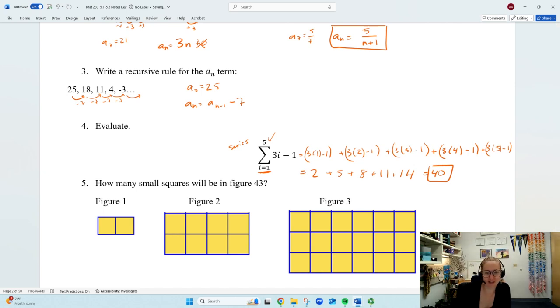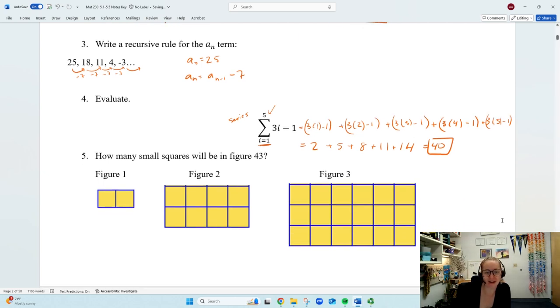Okay, I love this last one. I love looking at patterns that we have here. So pause this video, try this on your own before we actually get started on it. Thinking about this as a 1 by 2. Let's see, this is a 2 by 4 now. This is figure 3, and it's a 3 by 6.